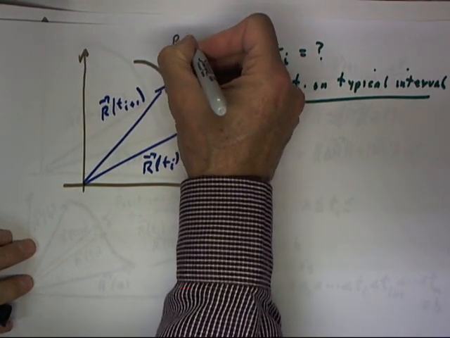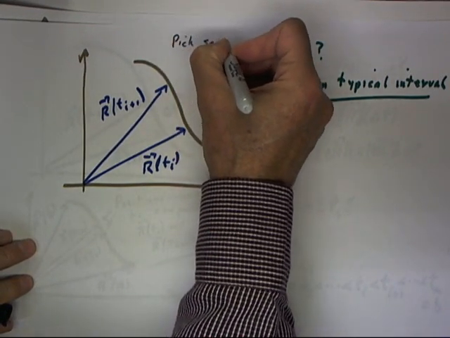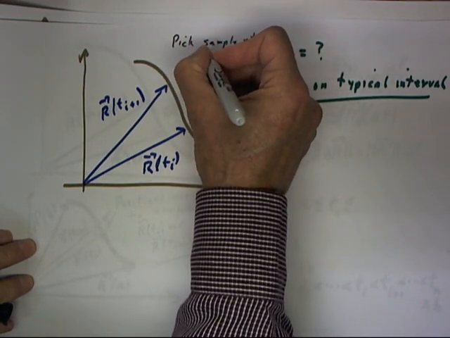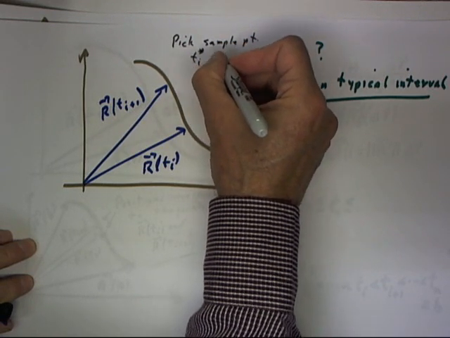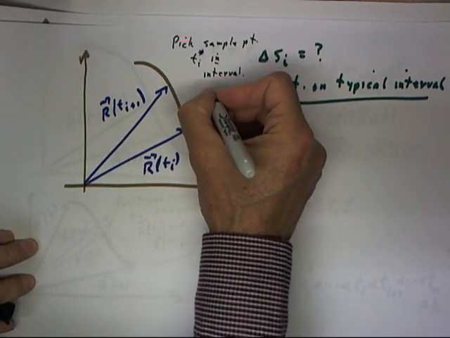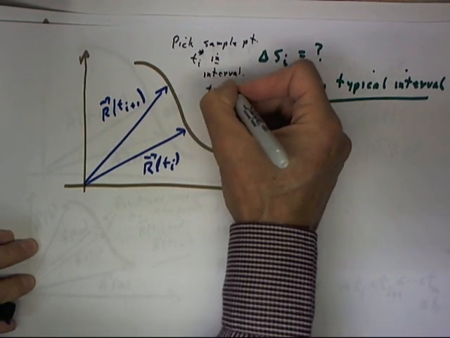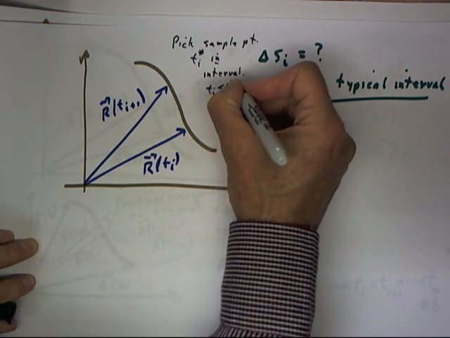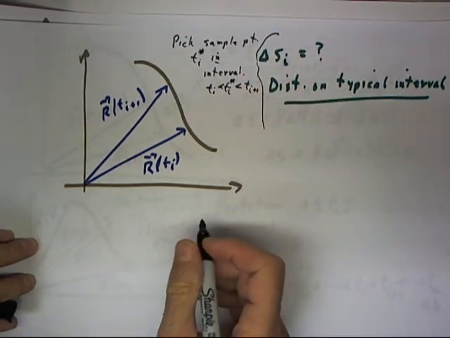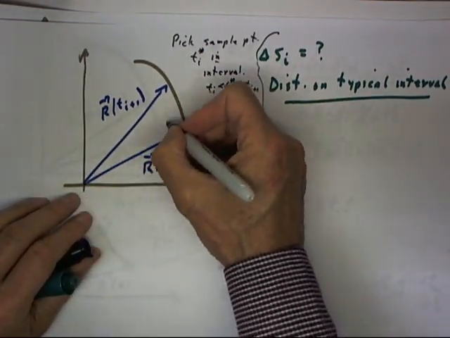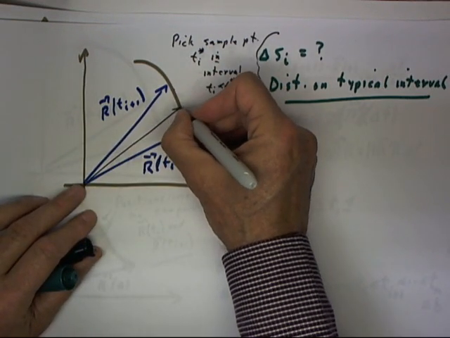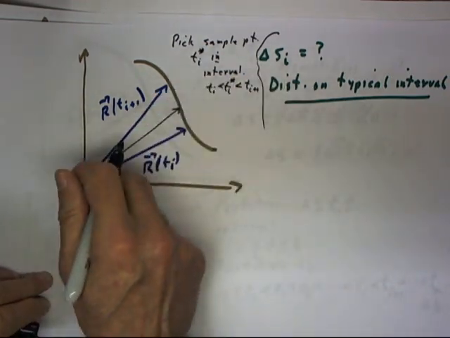What we do is we're going to pick a sample point, t sub i star, in our interval, so that t sub i is less than t sub i star less than t sub i plus 1. At that instant, the r vector will be somewhere between here and here, perhaps here. This can be a random selection.